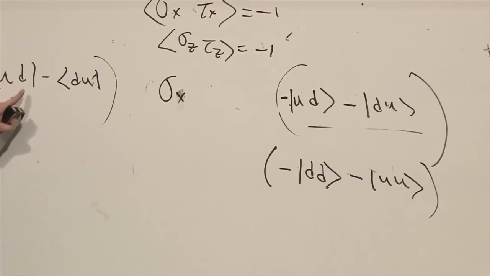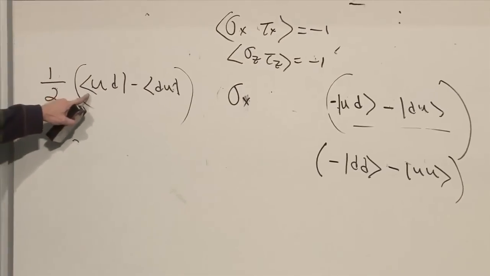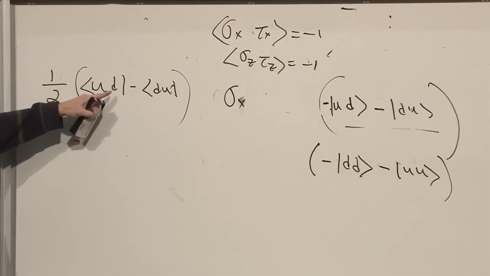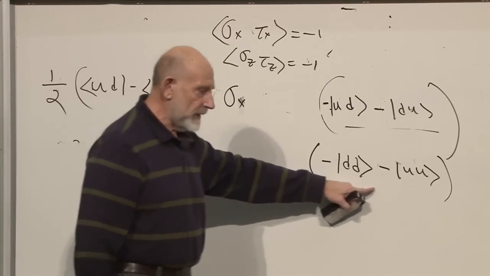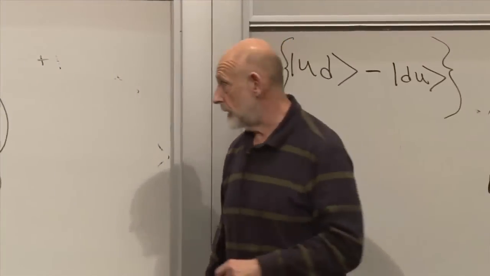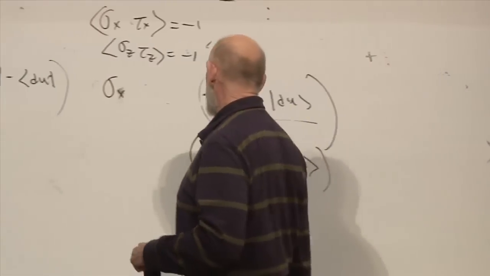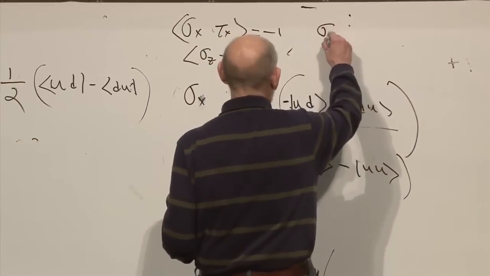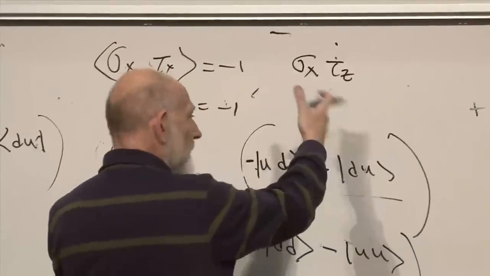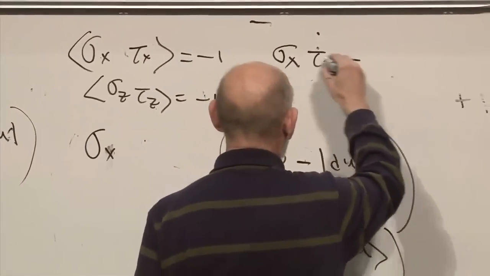And we have to take the inner product with this guy over here. Well, nothing over here matches anything over here. So we see that the answer in this case is 0. The expectation value of sigma x times tau z, or any non-equal ones, is equal to 0.